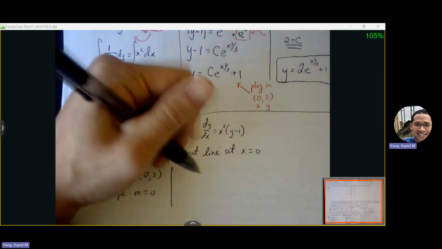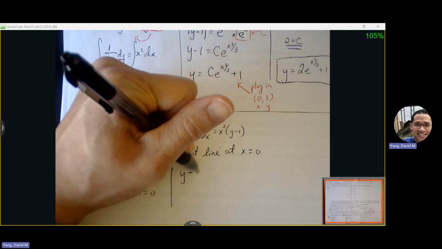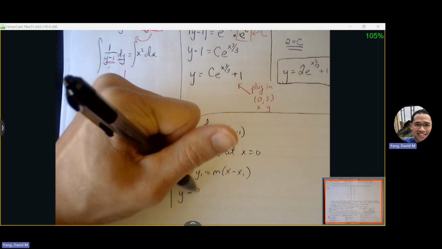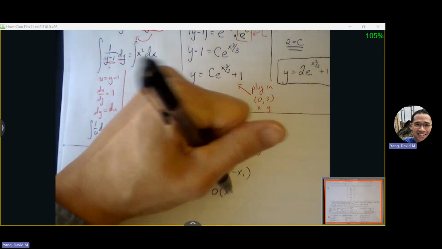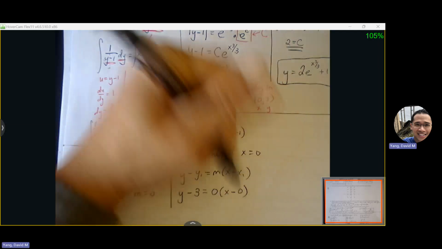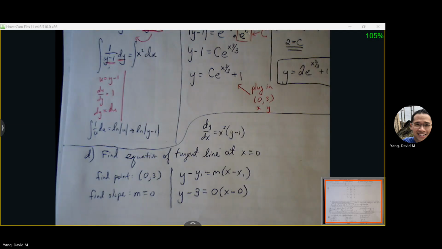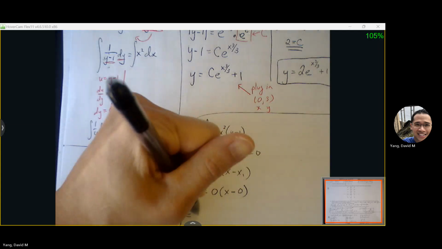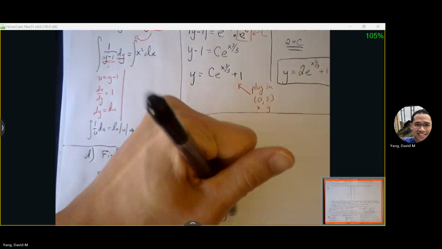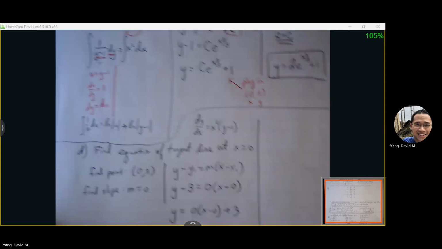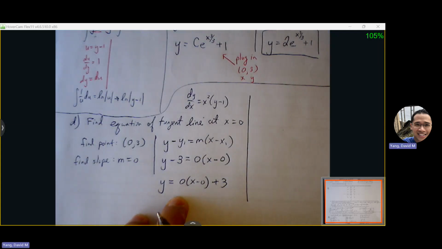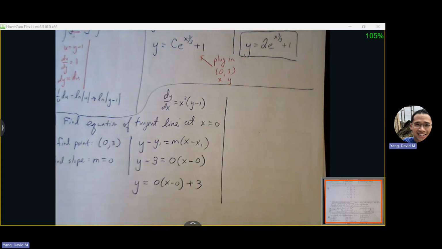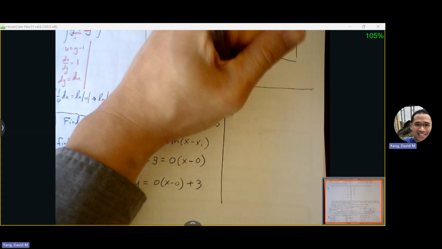Okay, let's build our tangent line equation. So y minus y sub 1 is equal to m times x minus x sub 1. So y minus 3 is equal to 0 times x minus 0. Now, my equation is just going to be y equals 3, but I just want to leave it in this form because I want to show you what it would be like if we were to do linear approximation.